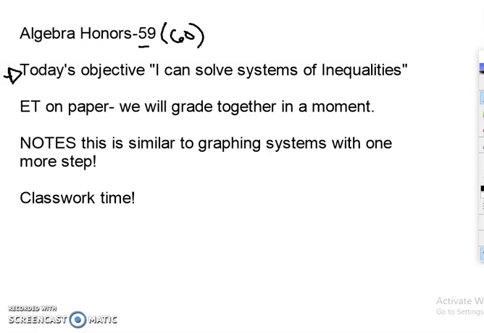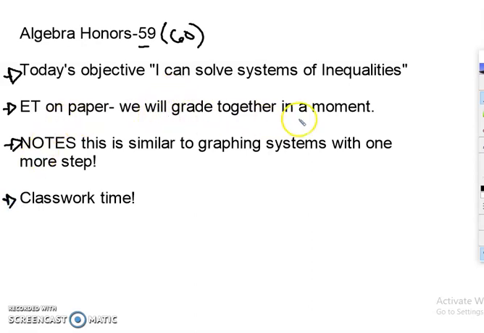Inequalities are where you have the less than or greater than or equal to symbol. Go ahead and do your entrance ticket on paper. We're going to grade it together in just a second. Then we're going to do notes, similar to graphing, but just one more step. Then you're going to have classwork time.